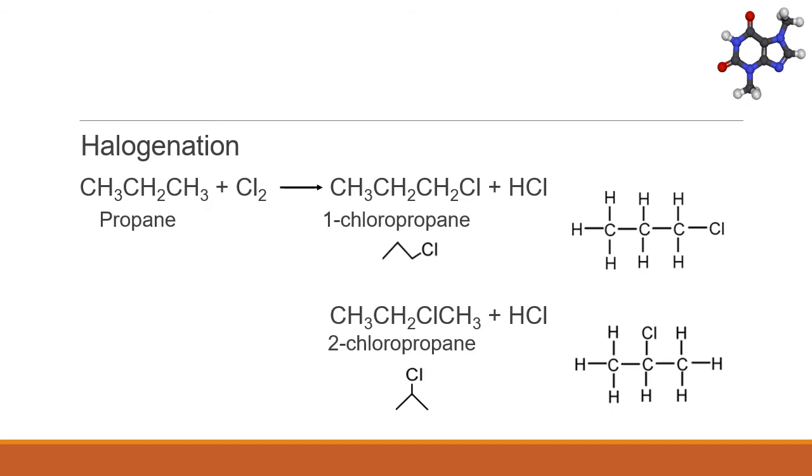1-chloropropane and 2-chloropropane differ only in the attachment of the chlorine atom to propane. These two products of the reaction have the same molecular formula, but they differ in their attachment of the chlorine atom. They are called isomers. We will discuss isomers later on.